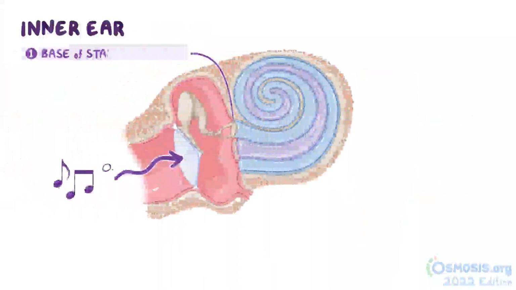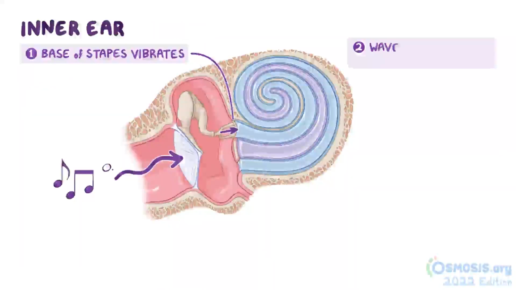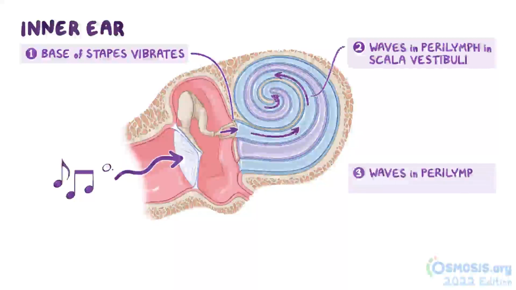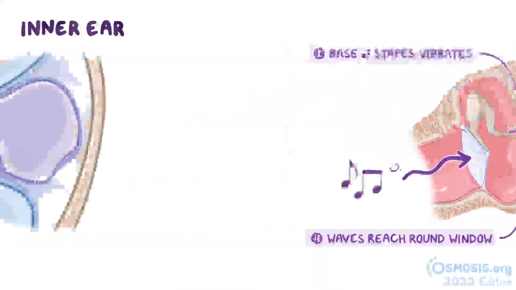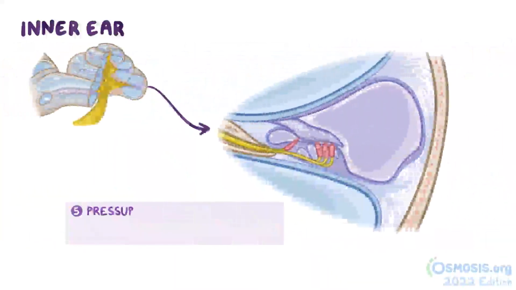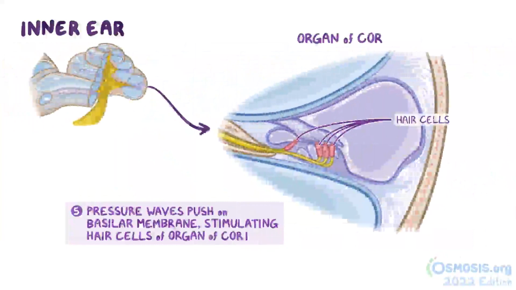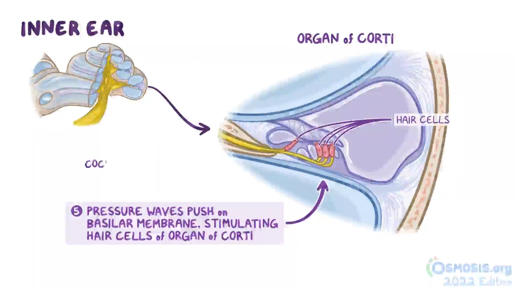The base of the stapes vibrates, causing waves in the perilymph in the scala vestibuli, which continue within the scala tympani at the helicotrema to reach the round window. Pressure waves push on the basilar membrane, causing it to move and stimulating the hair cells of the organ of Corti, which are innervated by the cochlear branch of the vestibulocochlear nerve.